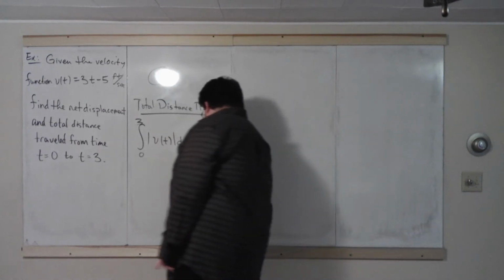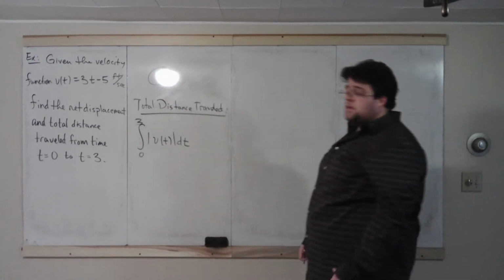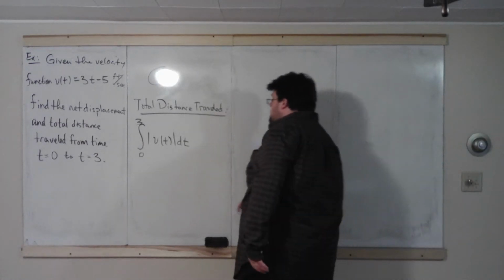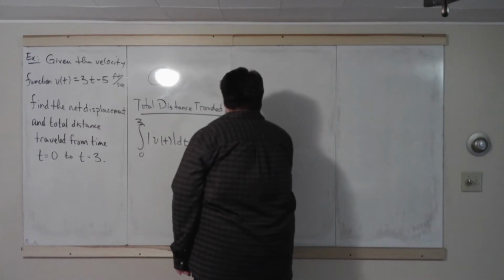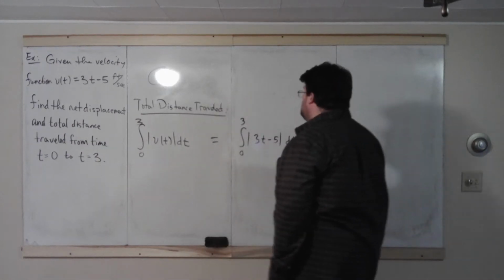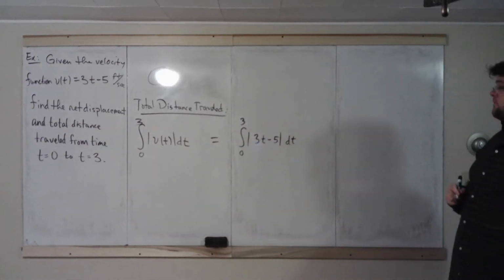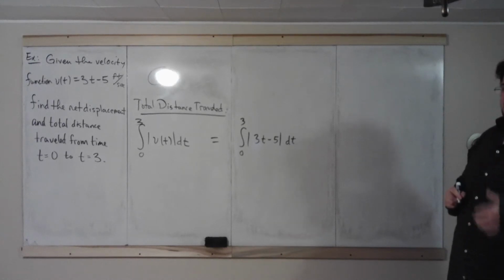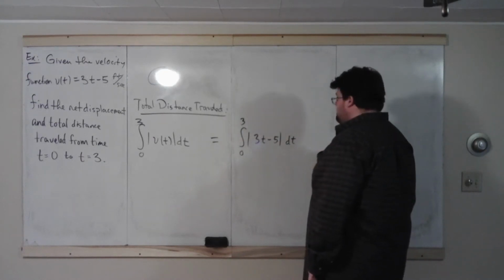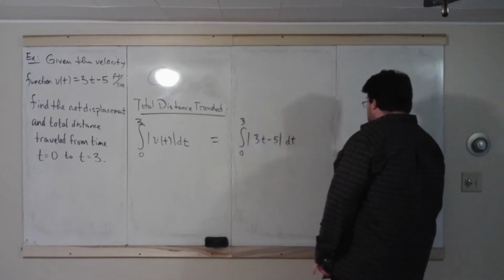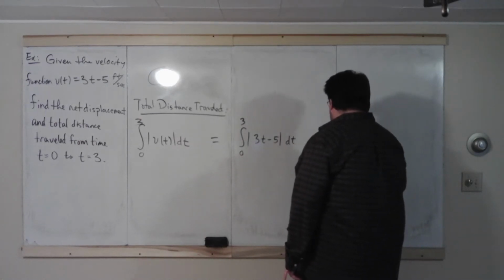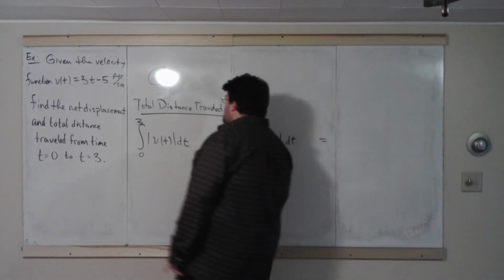We'll see. But remember, the total distance traveled wants those negatives to contribute. So we take the absolute value of velocity. Equals what? Well, we have 3t minus 5 as our velocity function. So we want the integral of the absolute value of 3t minus 5 on 0 to 3. Well, how do we do that? Our velocity function, where do I want to write this? Yeah, I think it'll fit on that third board.